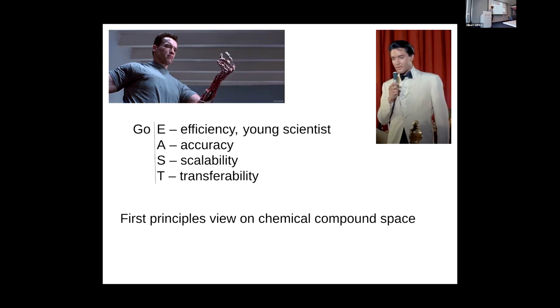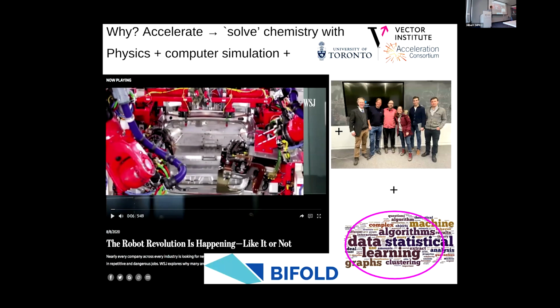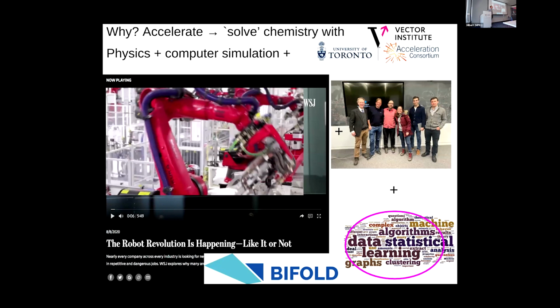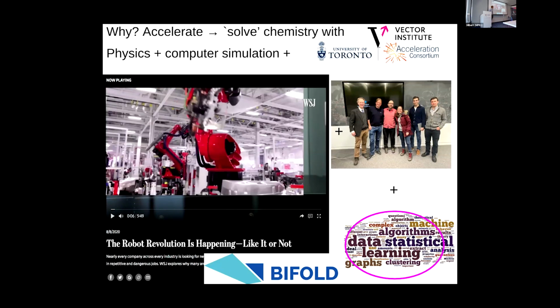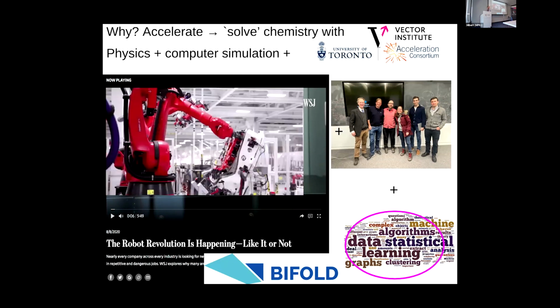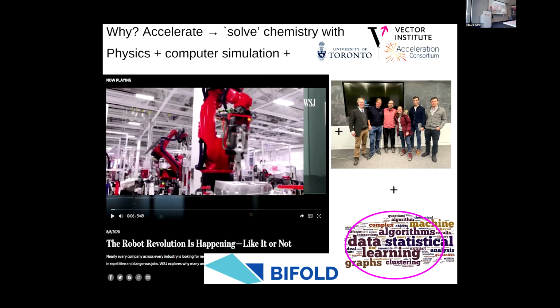This is a theme: efficiency, accuracy, scalability, and transferability, which we've been discussing in a recent review, which you will find on the arXiv as well. Let me explain a little bit more about this. I don't think we need to tell you much about this, but for those who haven't heard about it, there's a major effort going on here in Toronto, basically led by Alán, on the acceleration of materials discovery, connecting things all the way to the experiment using robots and automation, right?